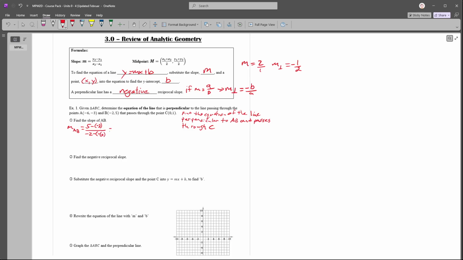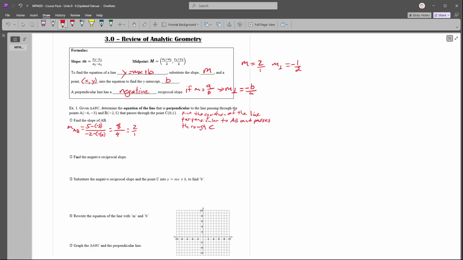Now we bring that all together and we get 5 minus negative 3, so that's the same as adding. So 8 over 2 plus 6, negative 2 plus 6. So that's the same as saying 4. So 8 over 4 can be reduced to 2 over 1. And you could also write that as just 2 if you'd like to.